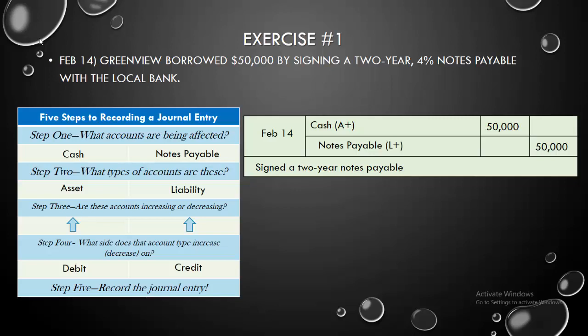Journal entry in this case is going to be done on February 14th. We have a debit to cash for $50,000 and a credit to notes payable for $50,000.